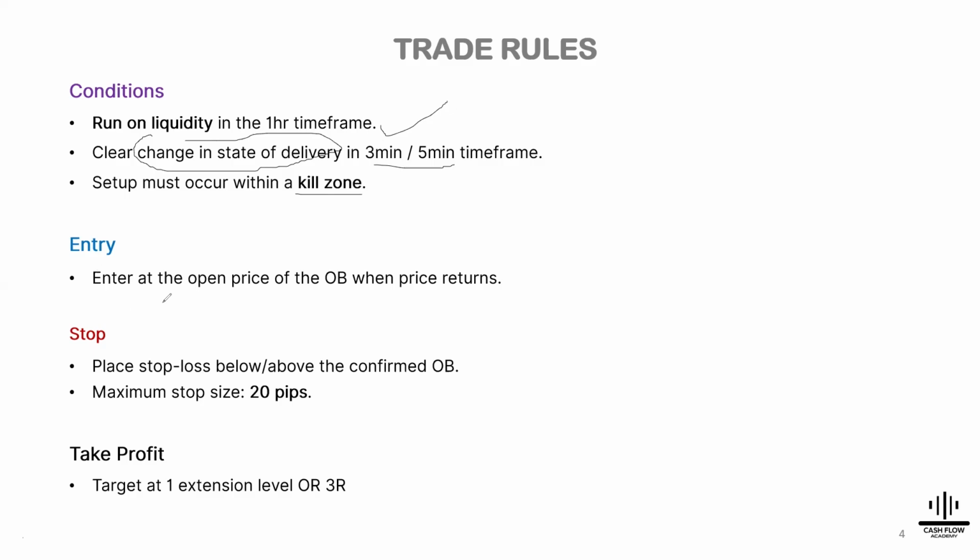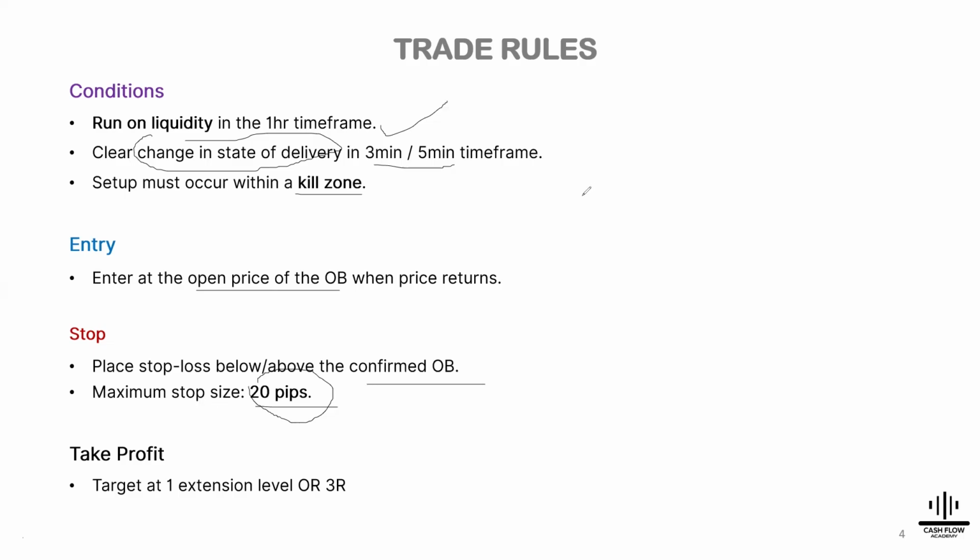Your entry will be at the open of the order block, just like I demonstrated in the previous example. Where do you want to place your stop? You place your stop above or below the confirmed order block, and then you want to use a maximum stop size of 20 pips. So now, if you're trading the Forex market, you want to work with 20 pips. If you're trading gold, you want to work with 5 to 10 pips. And if you're trading BTC, you want to work with a max of 500. So it all depends on you. You can determine the maximum pips you would allow for your stop loss.